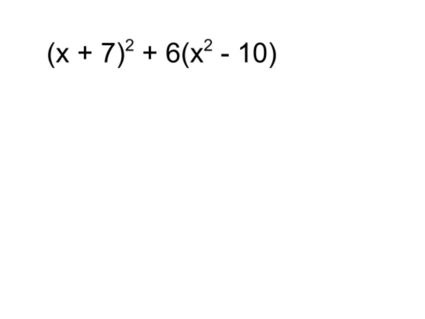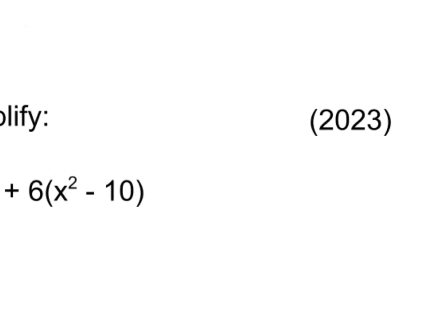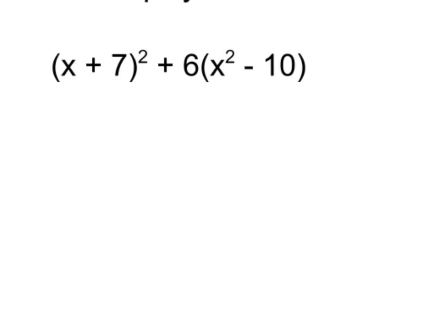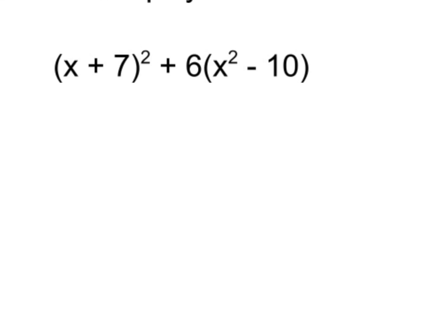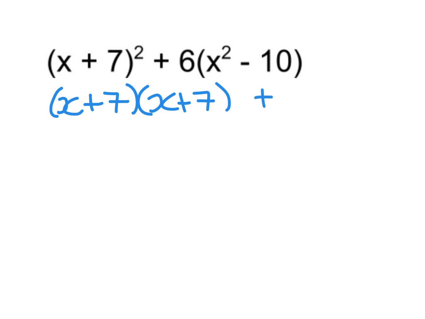So we have x plus 7 all squared. This was in the 2023 exam, and then in 2025 they did something weird as well. So we have a bracket squared plus another bracket. Now the minute you see a bracket squared, what you should be doing is rewriting it as x plus 7, x plus 7. And I'm just going to leave that other bracket as it is just now.